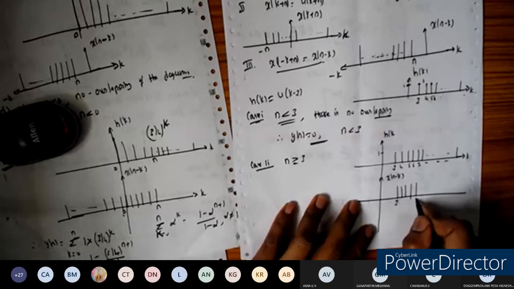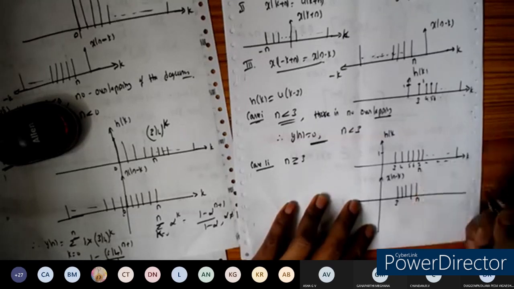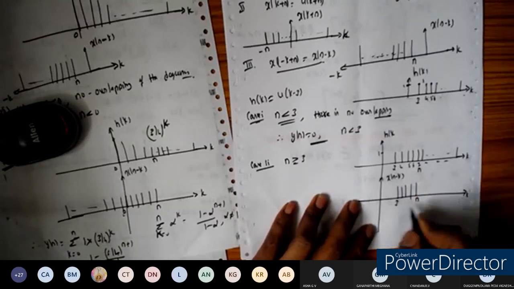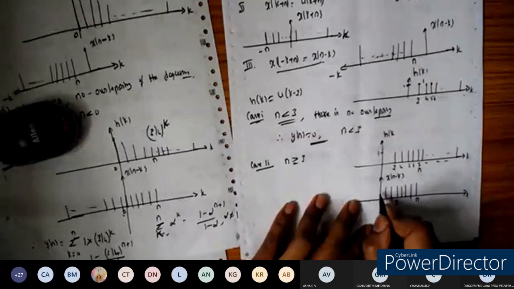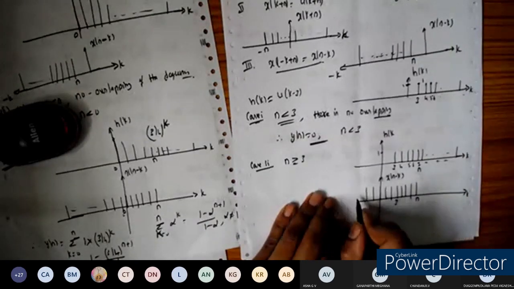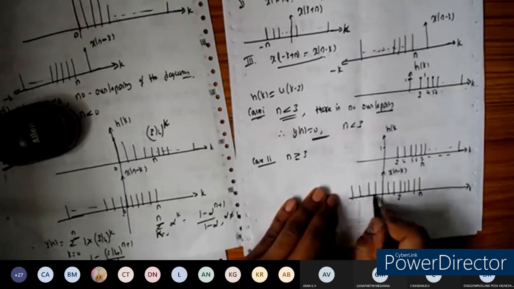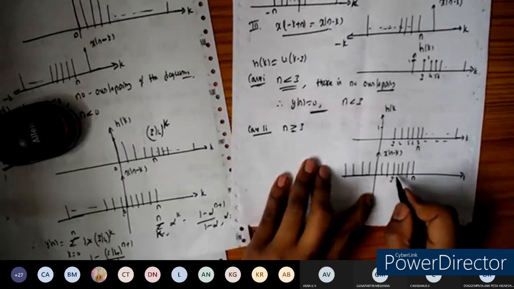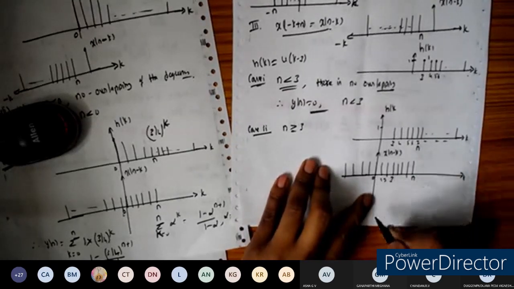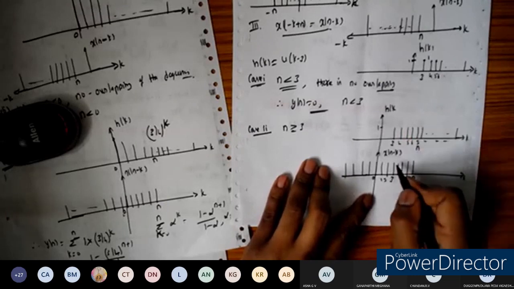So this is 3, and this is somewhere n here, you can assume. The waveform keeps coming like this. So this is x of n minus k. This is 3, 2, 1, 0. When I take the product of these two, the value is 1 here.